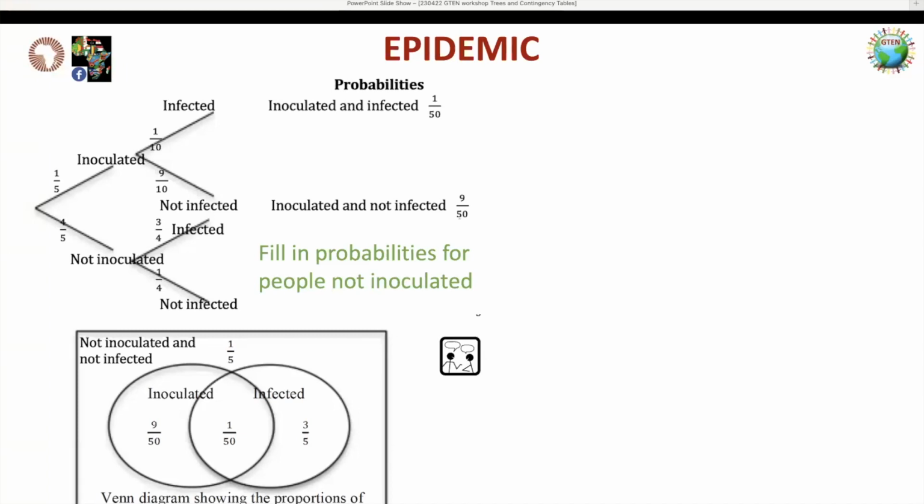And you see them in the Venn diagram below. Okay. And then just go ahead and write out the other two, not inoculated, infected, not inoculated, not infected. Just go ahead and write down the probabilities for those. Pause. You can pause the video while you do that.